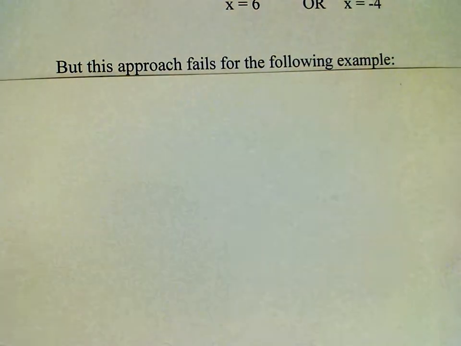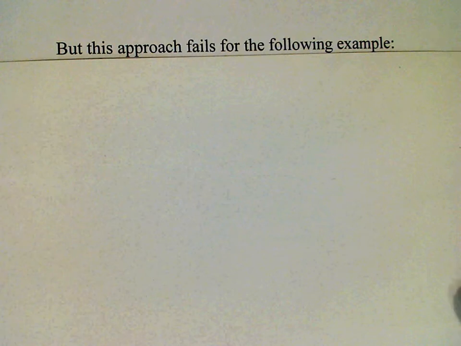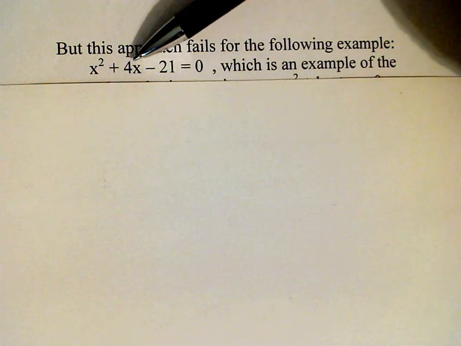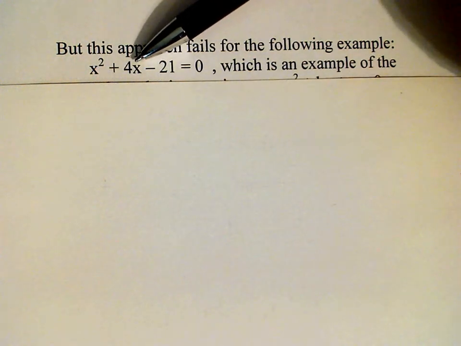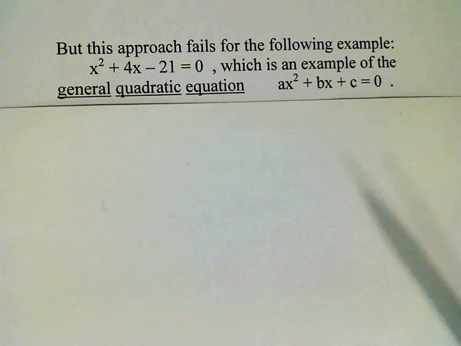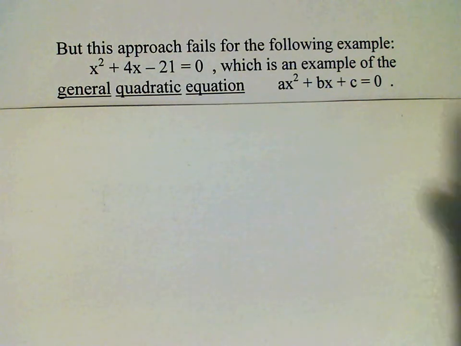Okay, so unfortunately, this nice technique does not always work with a second order equation. And the reason is for an equation like this, where we see not just the square term, but also a term which just has x in it. X squared plus 4x minus 21. This is an example of a general quadratic equation, ax squared plus bx plus c, where a, b, and c are any numbers.